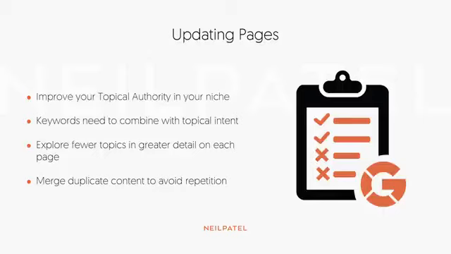Like if you look at Wikipedia, they do really well because not only do articles keep getting updated, but they go super thorough on every single topic out there. Like look up Abraham Lincoln. Wikipedia has one of the most thorough pages I've ever seen on Abraham Lincoln. And then of course, you want to merge duplicate content to avoid repetition. And when you merge it, you want to use 301 redirects.